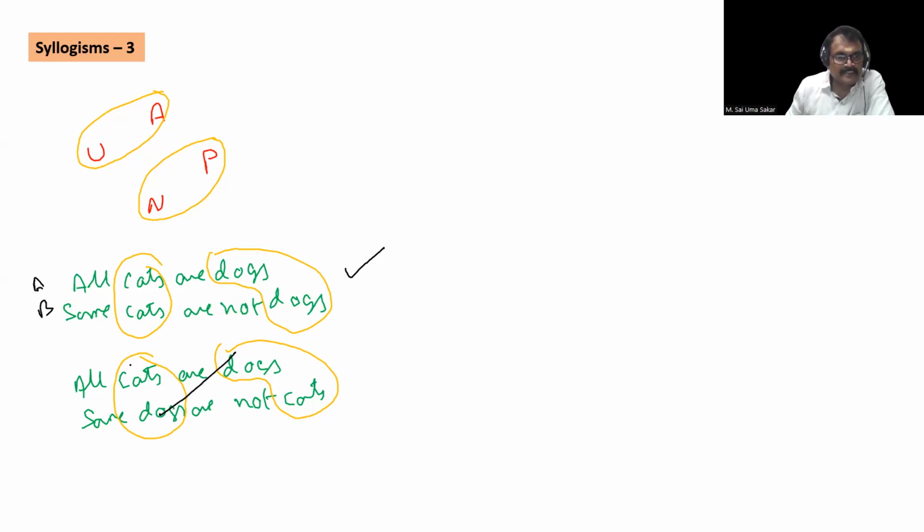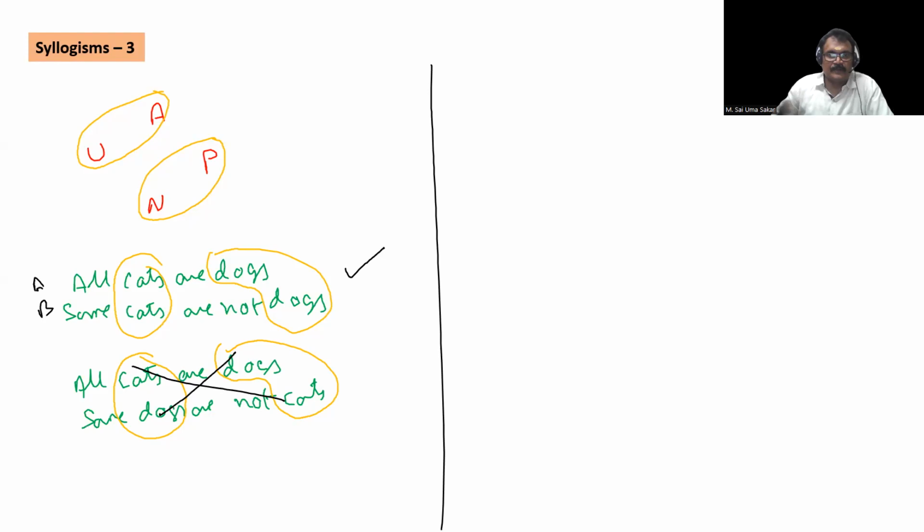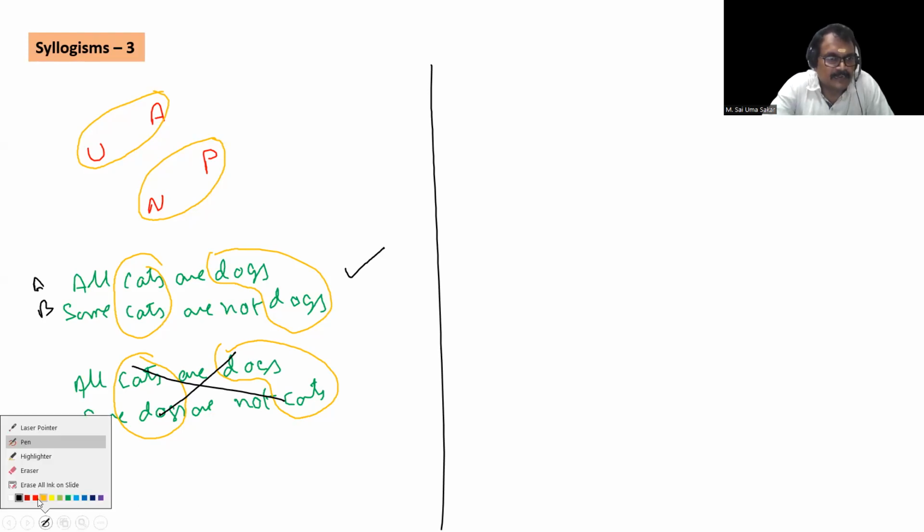But what about this case? Here cats and dogs, the subject is different and the predicate is also different. If one of the conclusions is universal affirmative, the other conclusion must be particular negative, and both subject and predicate must be the same, then only the complementary pair is satisfied. This is one condition. Another condition is also there.